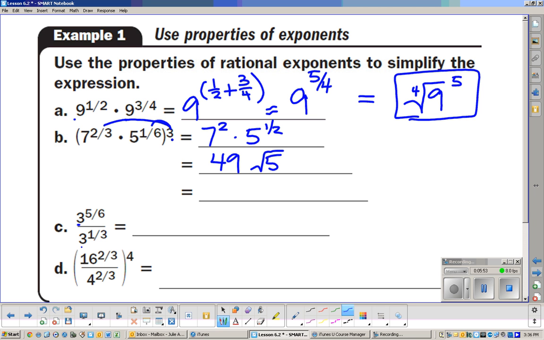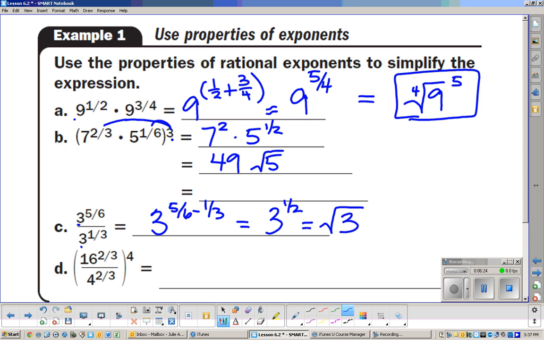Same base in letter C, so we can subtract the exponent. Does that mean we'd have 3 to the 5/6 minus 1/3? 5/6 minus 1/3, which is 2/6. So 5/6 minus 2/6 is 3/6, and 3/6 is 1/2. 3 to the 1/2 is an answer in rational form, and the square root of 3 is the answer in radical form.